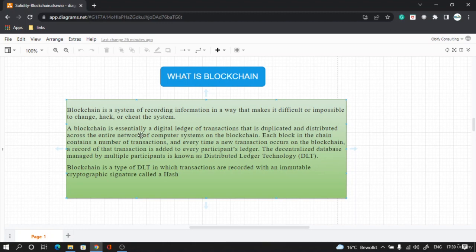A blockchain is essentially a digital ledger. So it's not a diary. Blockchain is a digital ledger, which means it is maintained digitally on the internet. But this ledger also contains transactions. And the transactions in this ledger are duplicated and distributed across the network of computers on the blockchain.